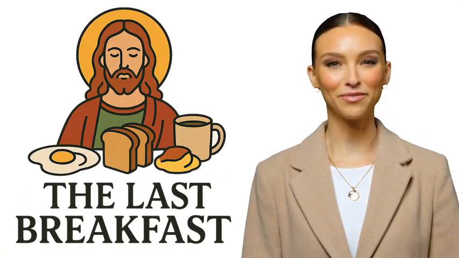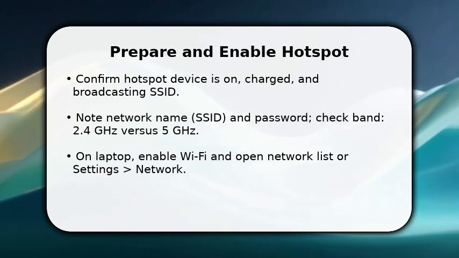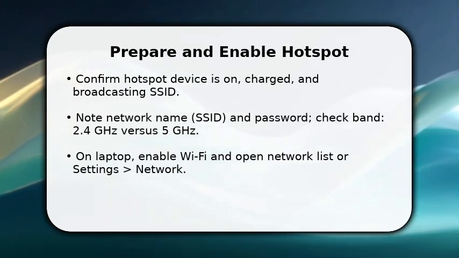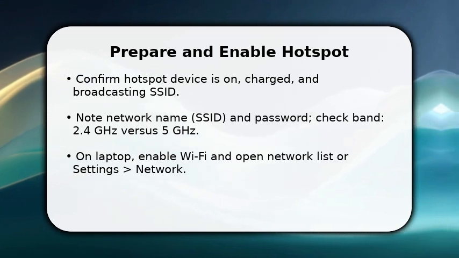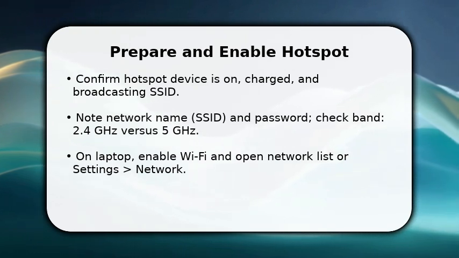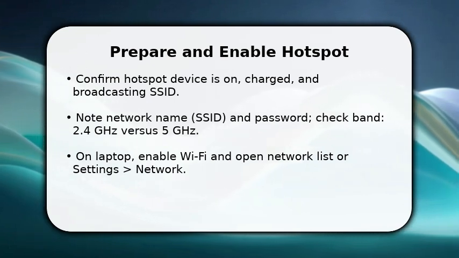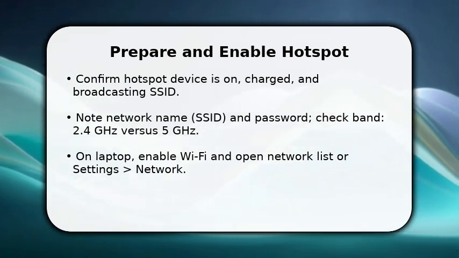Please enjoy the video. You start by confirming the hotspot phone or router is active and broadcasting its SSID. This matters because a hidden network won't appear. Once done, make sure you have the exact network name and password written or copied, and decide if you need 2.4 GHz for range or 5 GHz for speed.